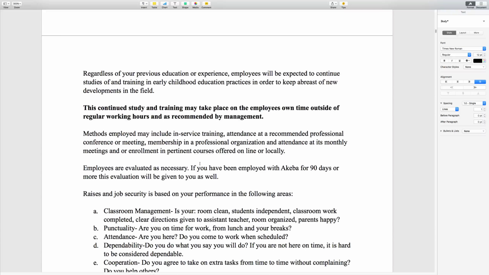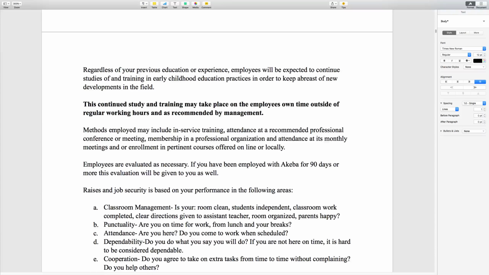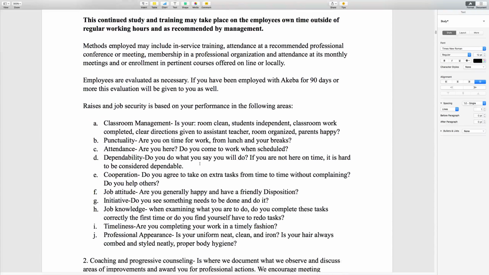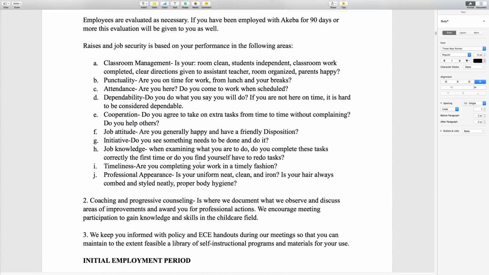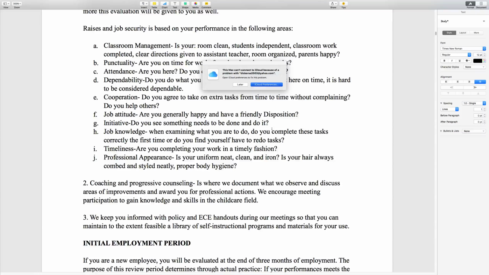This continued study and training may take place on the employee's own time or outside of regular working hours as recommended by management. We talk to them about how their raises and job security are based on their performance, and we talk to them about what performance we observe from a staff member, whether it's in the classroom or just through day-to-day interactions. I walk them through A through J, what I'm observing and what I'm looking for to make sure that they are performing according to company standard.